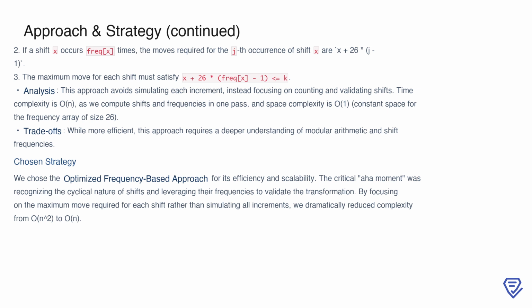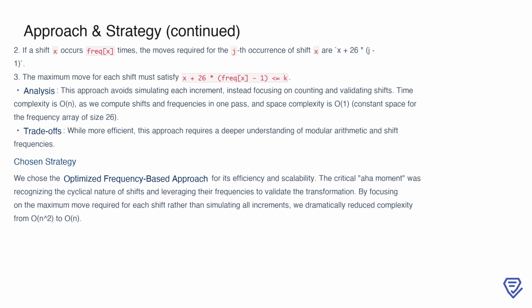Now, let's break down the details of the optimized frequency-based approach further. If a shift x occurs frequency[x] times, the moves required for the jth occurrence of that shift can be expressed as x + 26 * (j - 1). This formula accounts for how larger shifts wrap around cyclically in the alphabet. For the transformation to be valid, the maximum move required for any shift must satisfy the condition x + 26 * (frequency[x] - 1) <= k. This ensures that all occurrences of the shift can be completed within the given number of moves.